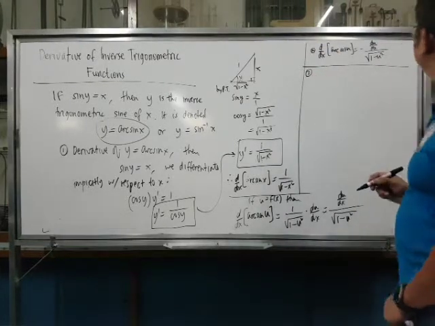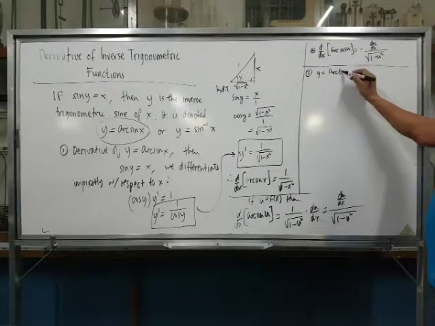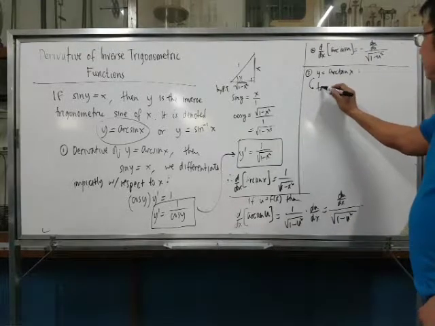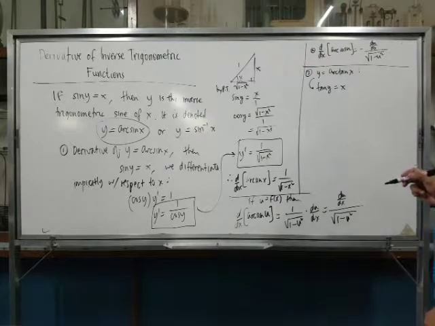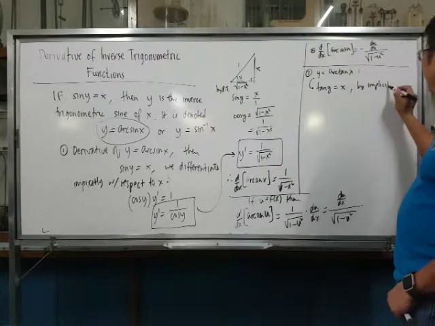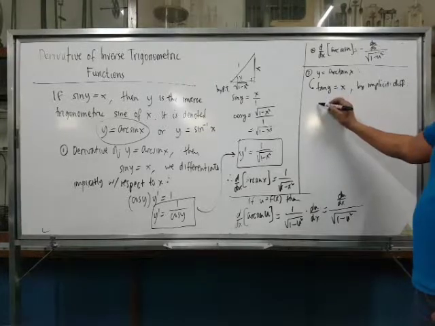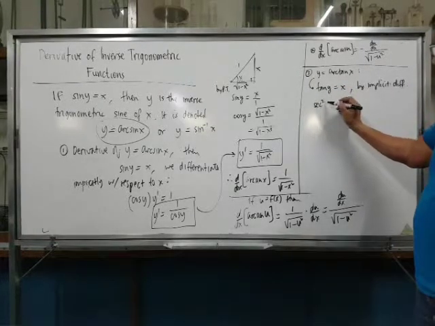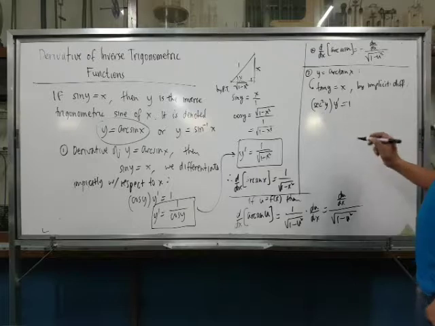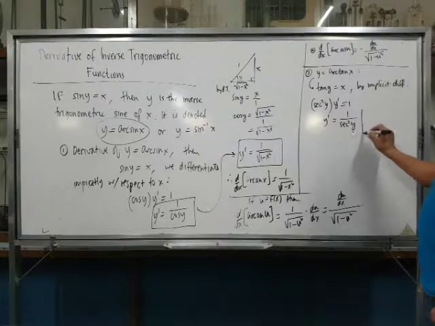And for the third formula, if we want to find the derivative of arc tangent x, this is equivalent to tangent y equals x. And by implicit differentiation, the derivative of tangent is secant squared y, multiplied by y prime, and this equals 1, so that y prime equals 1 over secant squared y.